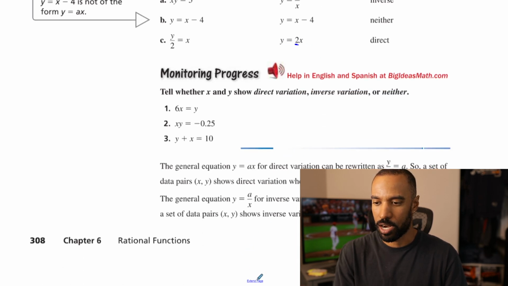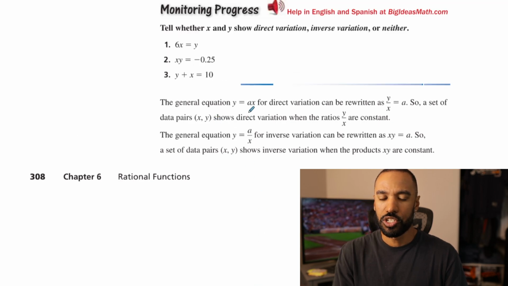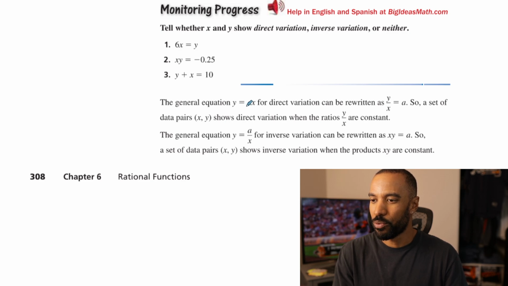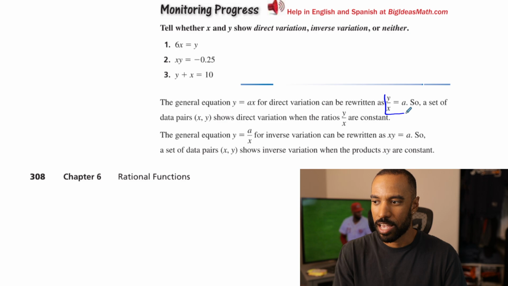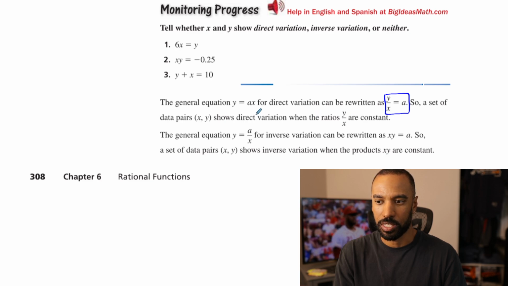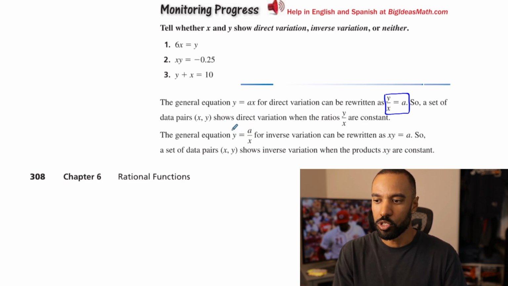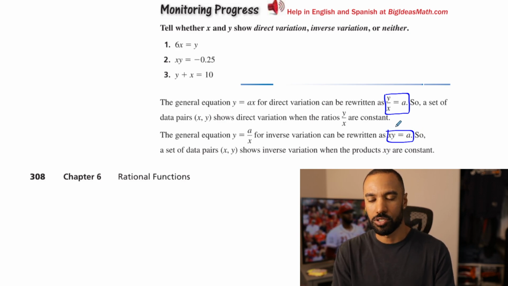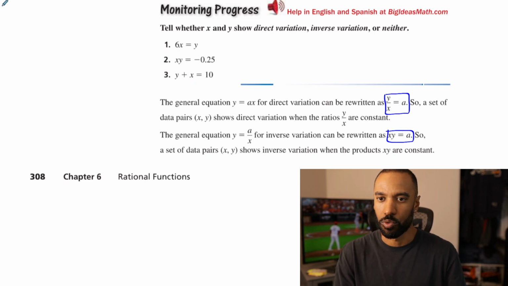There's some more examples there. Let's see what else they want to bring up. It says the general equation, I said it too early, I'm sorry. The general equation y equals a times x for direct variation can be rewritten as y over x equals a. So that means, again, getting a by itself, you're dividing y and x. That's what keeps it the constant. And then if you multiply both sides by x in this scenario, then you get x times y equals a, which is where the constant is in inverse variation. So I spoke too soon on it. That's okay. We're moving into it.